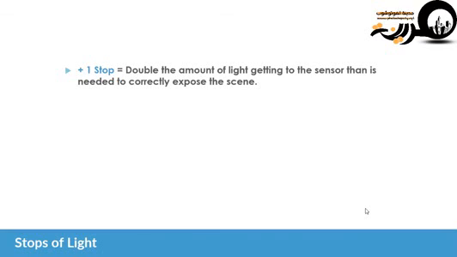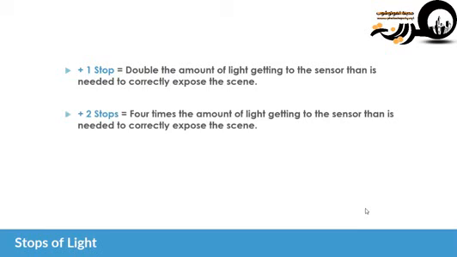So +1 is double the amount of light getting to the sensor than is needed to correctly expose the scene. +2 is 4 times the amount of light getting to the sensor than is correctly needed to expose the scene. Does anybody want to tell me, if we were reading +3 stops, how much more light is coming into the scene then? So remember, +1 is doubling the amount of light, +2 is doubling that again, so it becomes 4 times the amount of light. So what would +3 be?